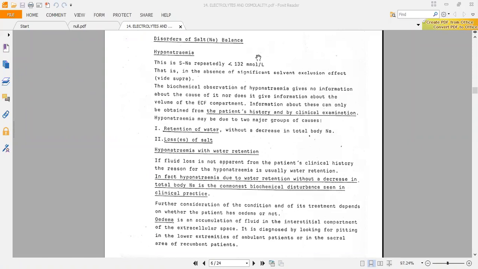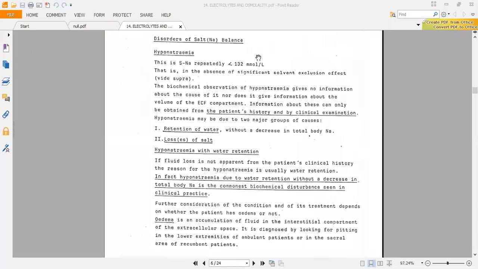And we also talked about the fact that these electrolytes are kept in their respective compositions, okay, with the help of the sodium-potassium pump. So the sodium-potassium pump is very key in ensuring the various compositions, okay, such that you have a lot of sodium outside and a lot of potassium inside the cell, okay. So today we are going to look at some of the abnormalities, okay.